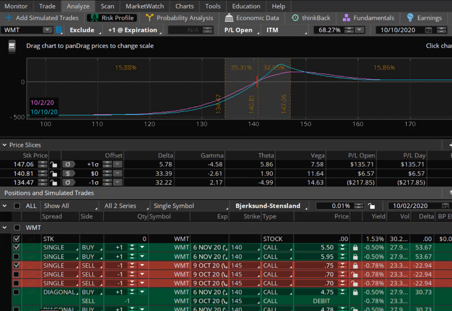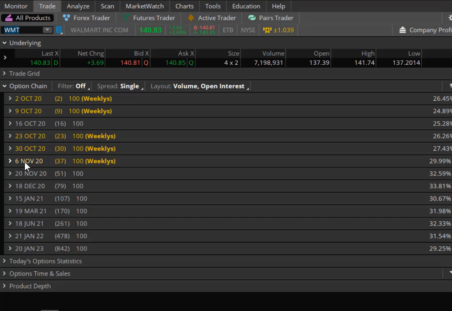So let me show you the series so you can get a feel for the timing of it. In this example, you're long the 6 November 140 call. So you have 37 days until that comes up for expiration, and then you shorted the 9 October 145 right here. That's a shorter duration option, so it's going to decay much faster, both implied volatility and theta decay. So that's what you're taking advantage of.